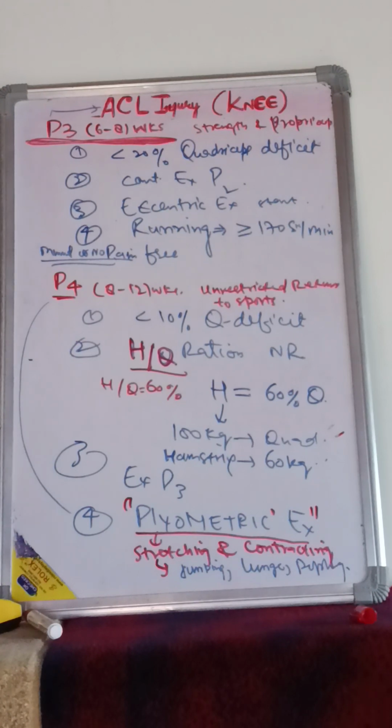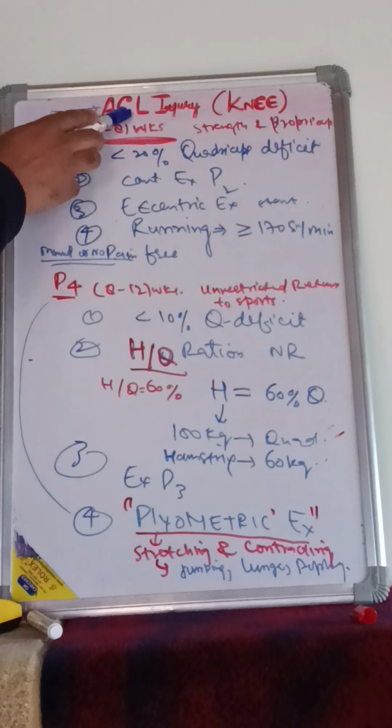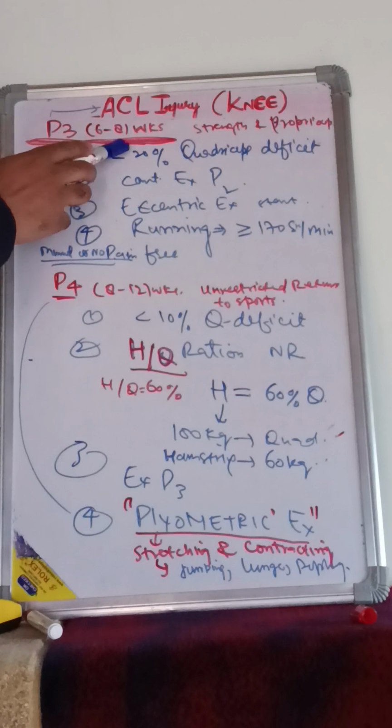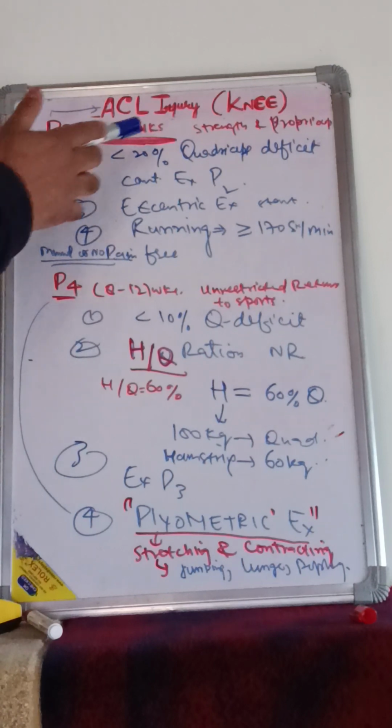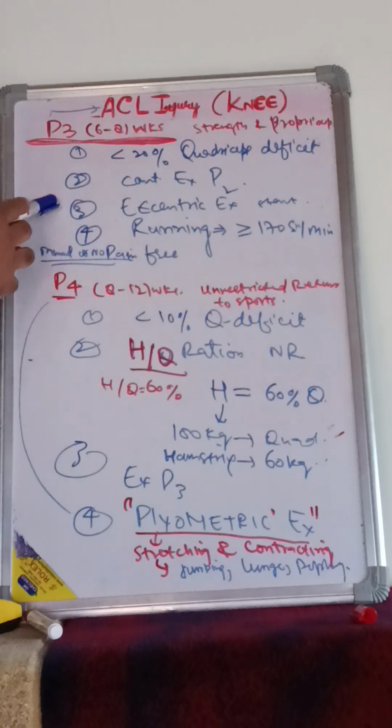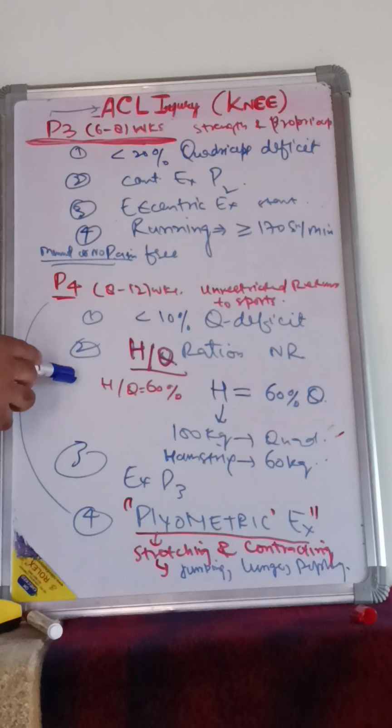So we have completed the four phases of the anterior cruciate ligament conservative protocol. So anybody who is affected with this condition can follow this protocol from the comfort of their home.